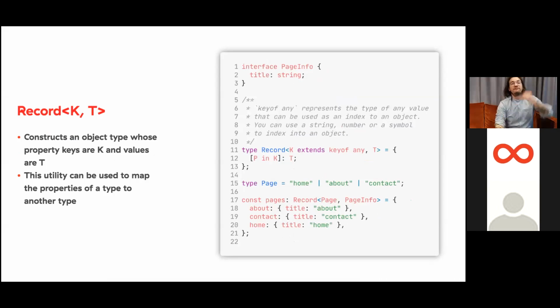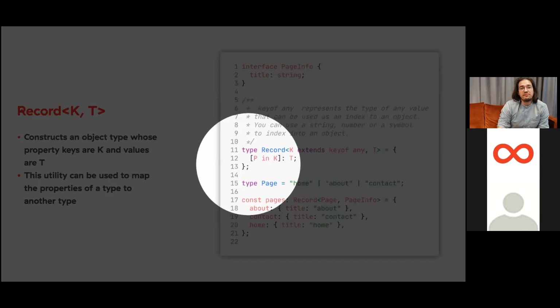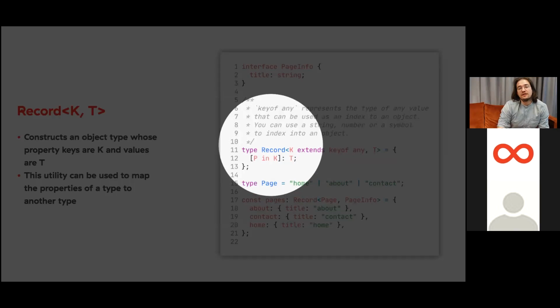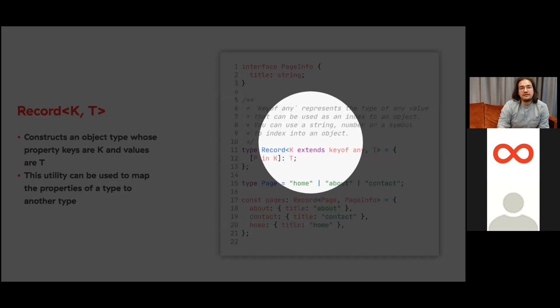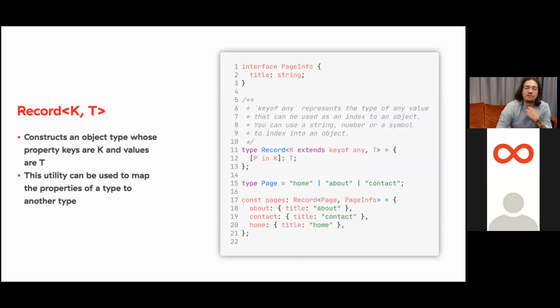And I think finally with the mapped types we have Record. Again, mapped type. This looks really familiar. P in K, return T. And now what's interesting here is that we have this constraint on the K type parameter. So keyof any represents the type of any value that can be used as an index to an object. So you can use a string, a number, or a symbol to index into an object. So what we can provide as the first type parameter is a union of those three. So we can provide a string literal, a union of string literals, we can provide a number, we can provide symbols, we can provide all the permutations and combinations of them.